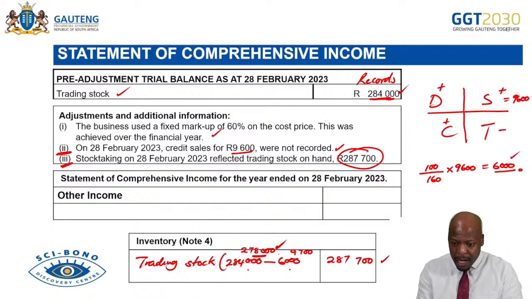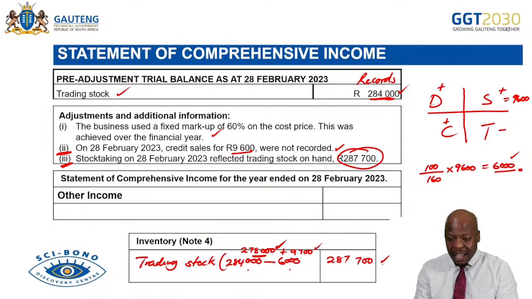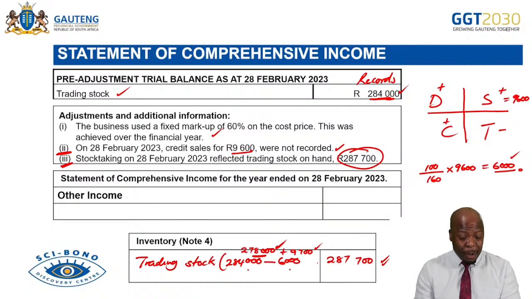9,700. And that means the difference you're going to add it here, so that when you say 278 plus the 9.7, it gives you 287,700. So that 9.7, since we're adding it, it's a trading stock surplus. To understand what is trading stock surplus, it is when the stock on hand physically is more than the stock according to the business records. Then we have a trading stock surplus.